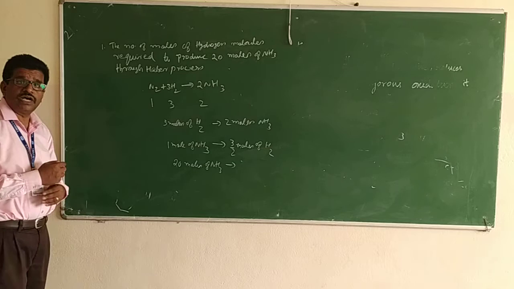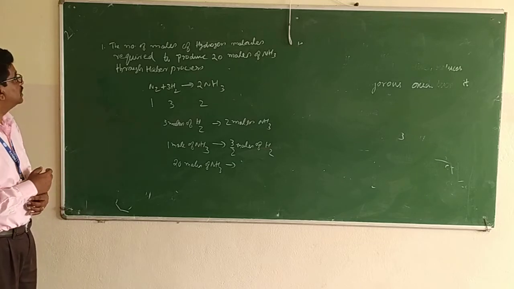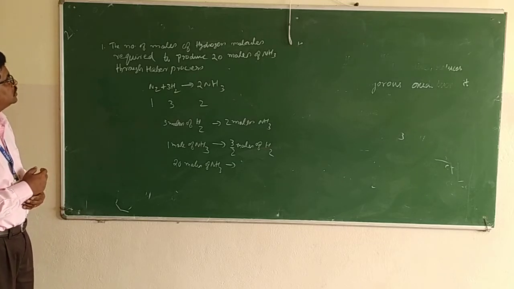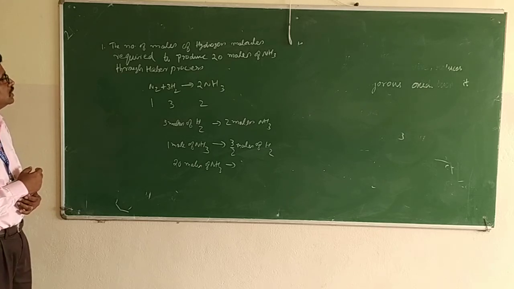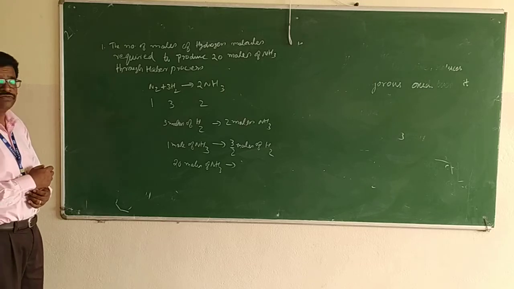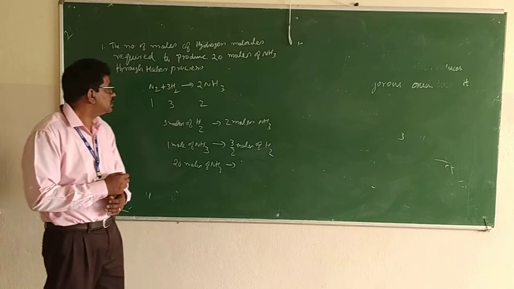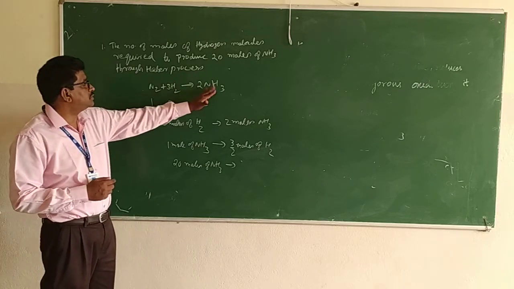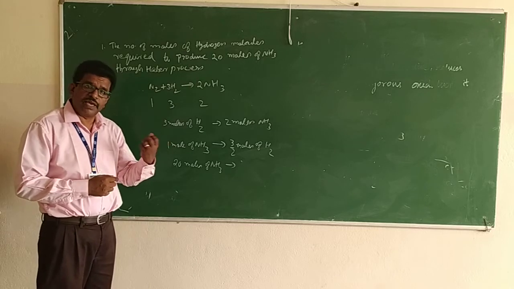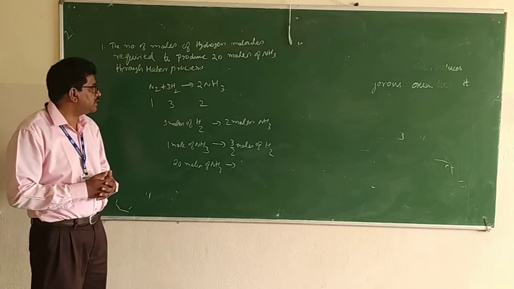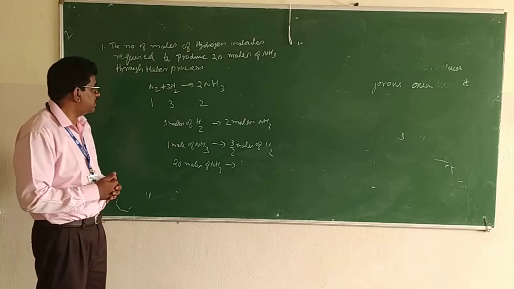For example, this question asked in the NEET entrance: the number of moles of hydrogen molecules required to produce 20 moles of ammonia through Haber process. So this is a very simple question. The Haber process we are learning from lower class onwards. So N2 plus 3H2 gives 2NH3. This is the chemistry part in this question. The remaining part is simple logic only, mathematics.